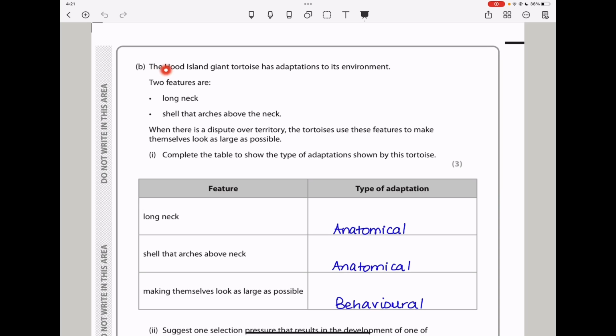Part B. The Hood Island giant tortoise has adaptations to its environment. 2 features are: they have long necks, and a shell that arches above the neck. When there is a dispute over territory, the tortoises use their features to make themselves look as large as possible. Complete the table to show the type of adaptation shown by this tortoise.